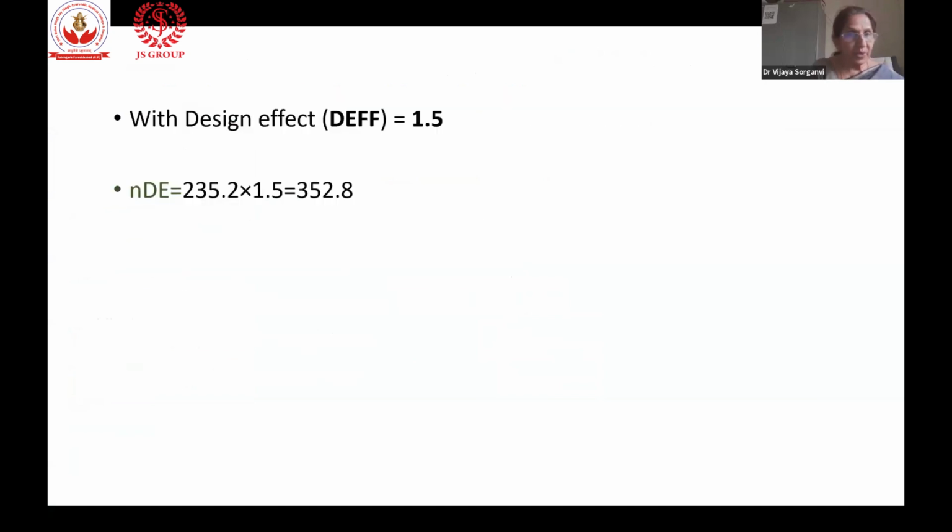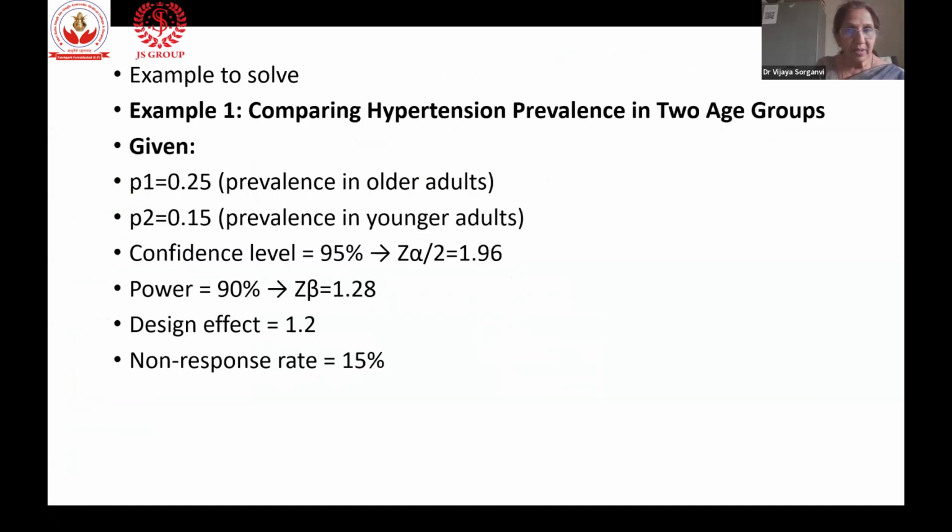So manually, with design effect, I multiplied with 1.5. If you take 1.2, you multiply 1.2 to that calculated sample size. So this is manually the design effect. So this is an example for you to solve.